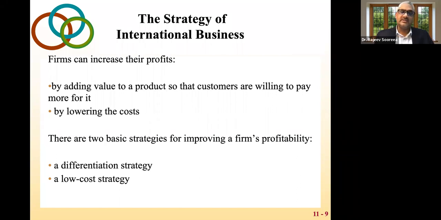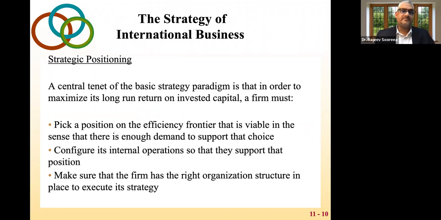There are two basic strategies to increase a firm's profitability. One is a differentiation strategy, right? So you make your product different, unique. So you have a different feature in your product. You make it perform better compared to your competition. You make it more appealing compared to your competition. So that's one way. The other way is to have a low cost strategy, that is, making it cheaper. Therefore, your C goes down. Therefore, your profit goes up.